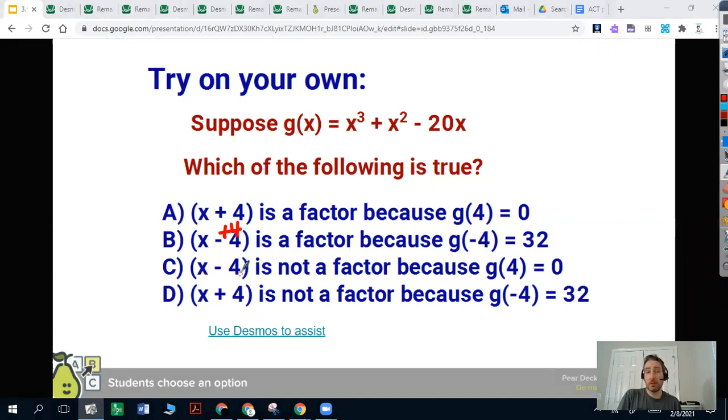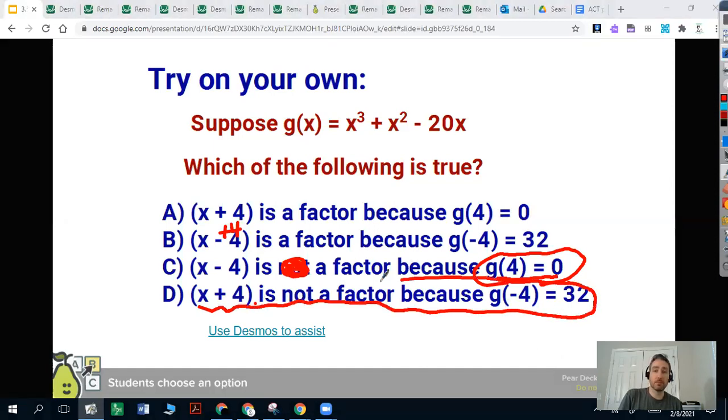So x minus 4 is a factor because g of 4 is 0. All right, we know g of 4 is 0 because we just put that in here, so x minus 4 is a factor because of that. But for x plus 4, that's the true one, because it's not a factor, because you get 32 when you plug in negative 4. So that's going to be the true statement in this case.